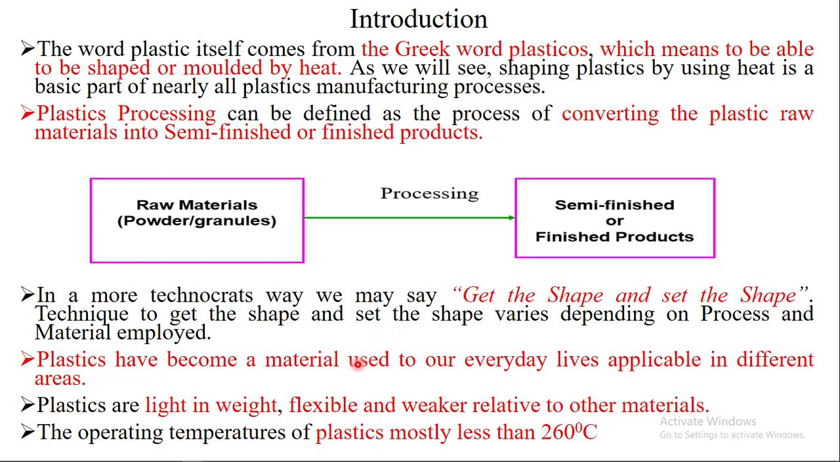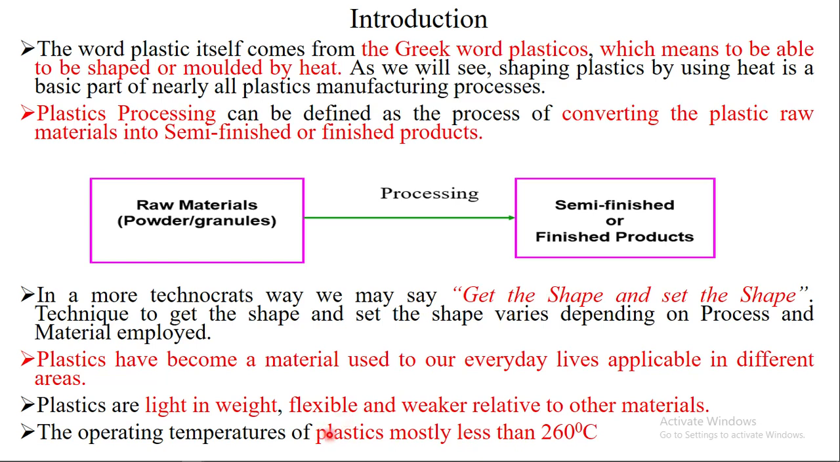Plastic has become a material used in our everyday life, applicable in different areas. If you look around you, you can see many products made from plastic materials. For that reason, in our daily life activities, we use plastic materials for different purposes. Plastics are light in weight, like composite materials. They are flexible and weaker relative to other materials.